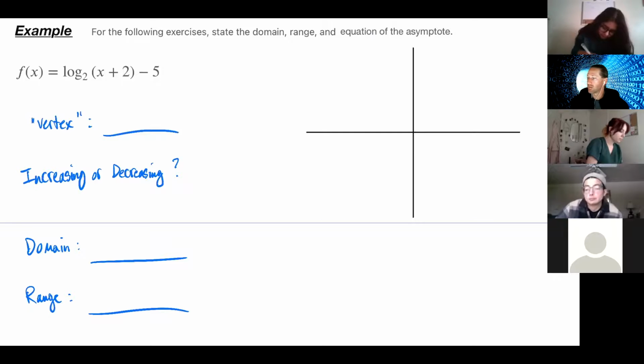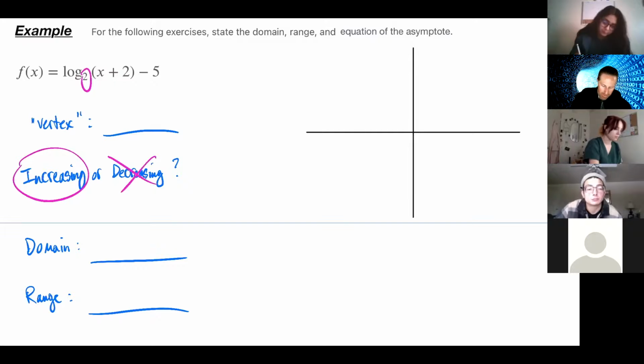So help me out. I know I didn't give you a ton of time, but I want to give you guys more time to work together in the group quiz. Is it increasing or decreasing, first of all? Increasing. How come? The base is 2. Good. Richard's got it down now. We are increasing because of our base of 2.